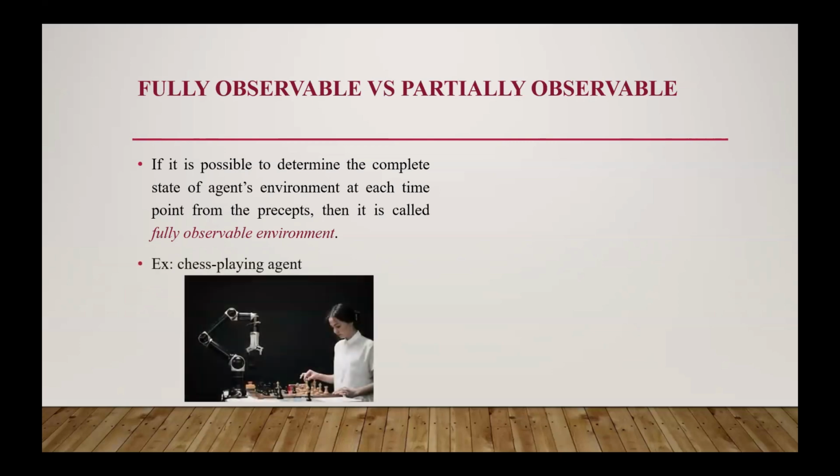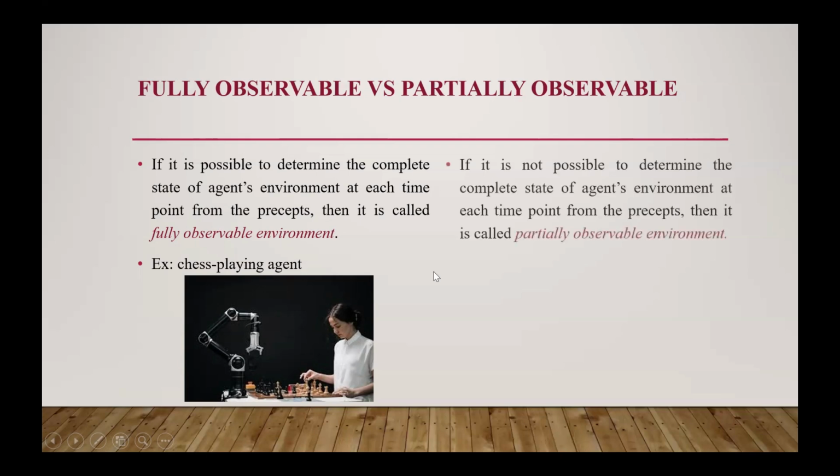Let's take an example: the chess playing agent. In this diagram, one human being is present, and another is an agent performing its operation. Here the agent can fully observe the state of the chessboard at all times. Its sensor provides complete information about the current position of all the pieces, so it can make the proper decision to win the game. Here the goal is to win the game.